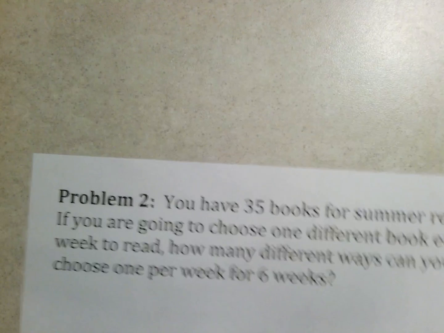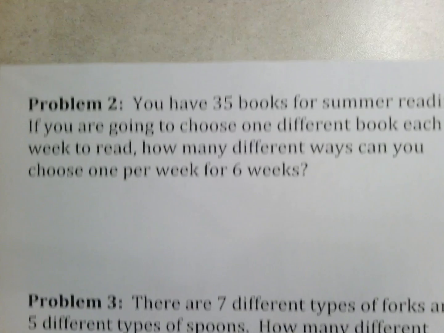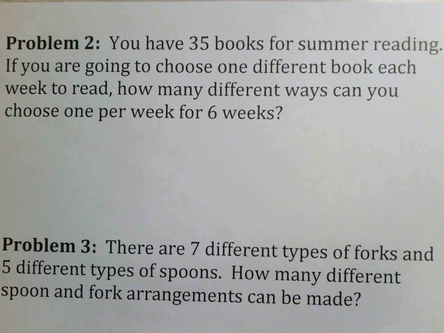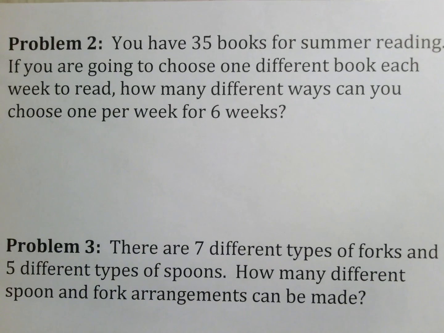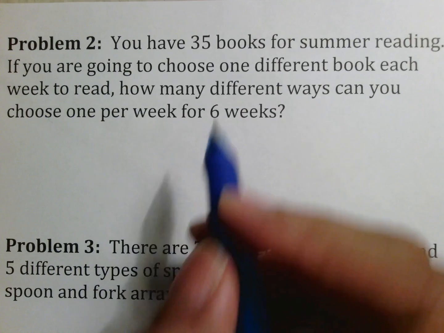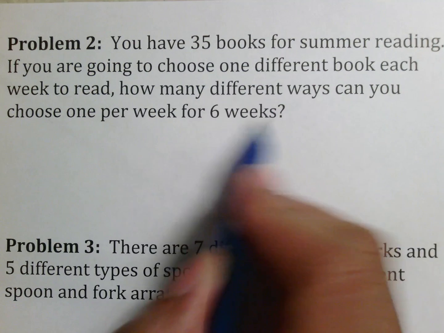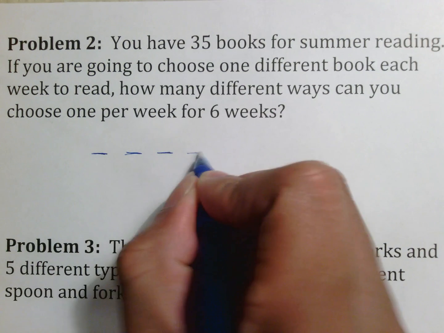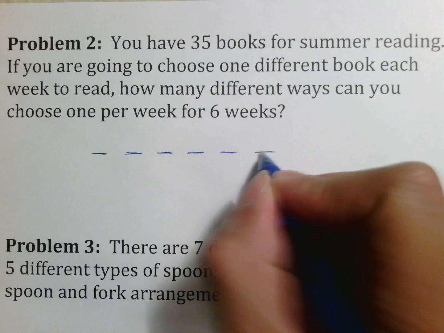Alright. Looking at problem number 2, it talks about how you have 35 books for summer reading. If you're going to choose one different book each week to read, how many different ways can you choose one per week for 6 weeks? So here in this problem, what we are looking at is that we are making 6 choices because we're talking about 6 weeks worth of work. Again, you know you have 35 books, but there are 6 weeks worth of work. So week 1, week 2, week 3, week 4, week 5, and week 6.